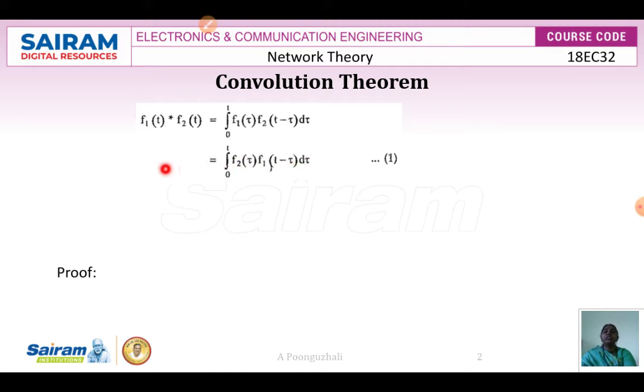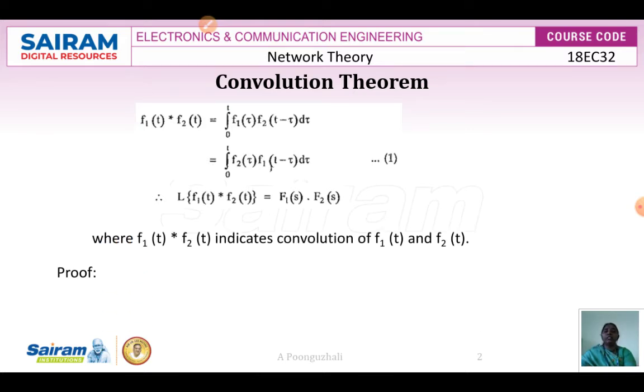So convolution of two signals in time domain is equal to multiplication of two signals in frequency domain. So we write Laplace transform of f1 of t convolution f2 of t is equal to multiplication in frequency domain, that is f1 of s into f2 of s. Here f1 of t convoluted f2 of t indicates the convolution of f1 of t and f2 of t.